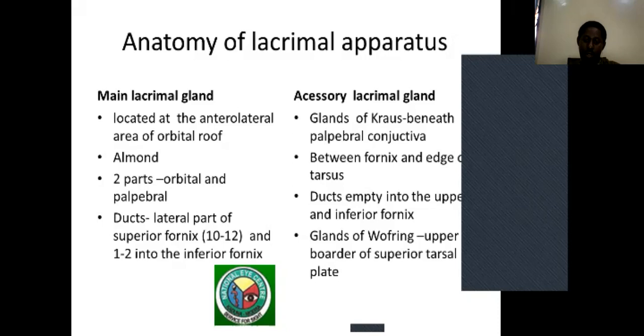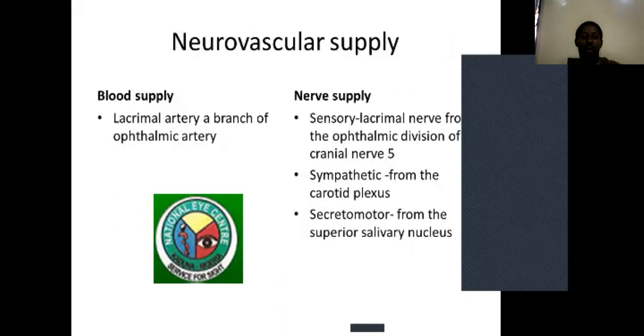Now, the neurovascular supply of the lacrimal apparatus is from the lacrimal artery, which is a branch of the ophthalmic artery. The nervous supply is divided into three parts. We have the sensory part, which is from the lacrimal nerve, from the ophthalmic division of cranial nerve 5, and then the sympathetic plexus, which runs with the carotid plexus down to the lacrimal gland, not synapsing in the ciliary ganglion, and then there are secretomotor fibers, which are from the superior salivatory nucleus.